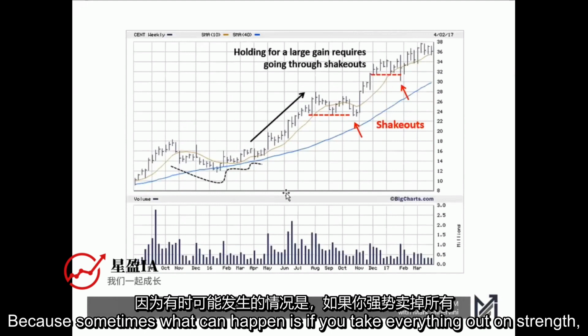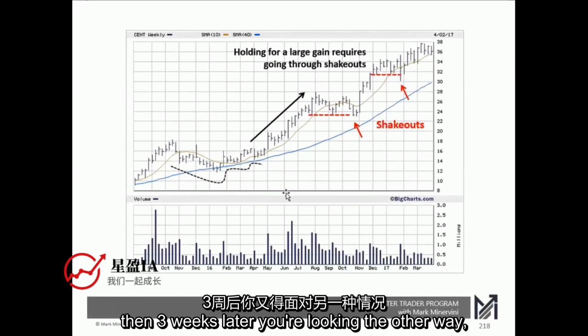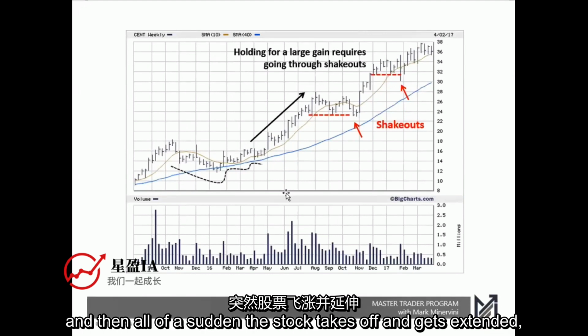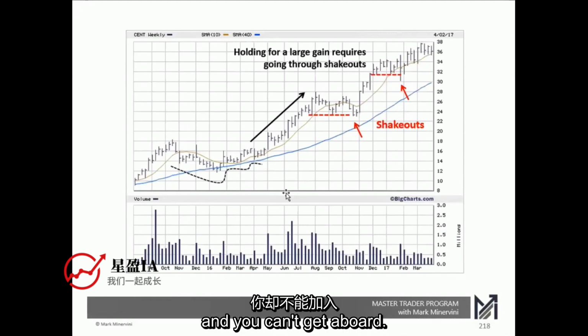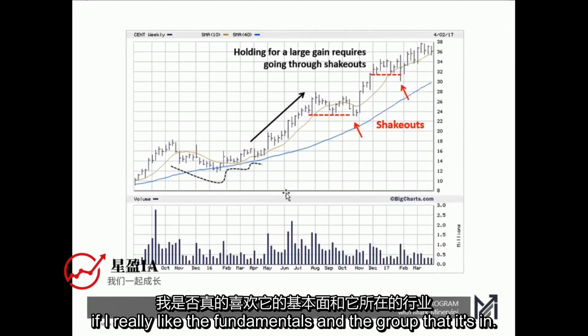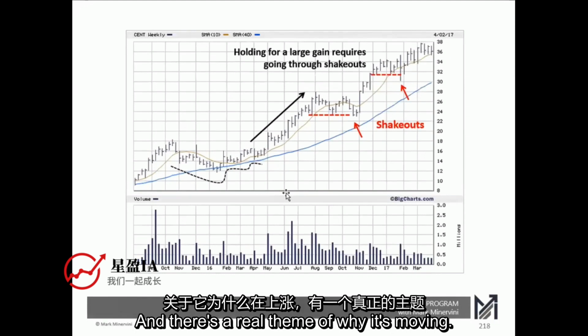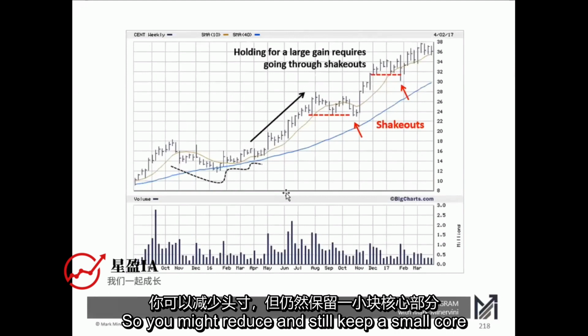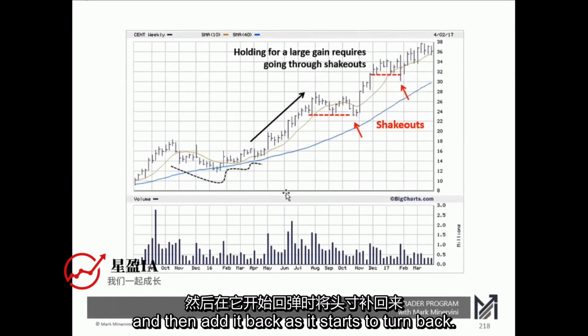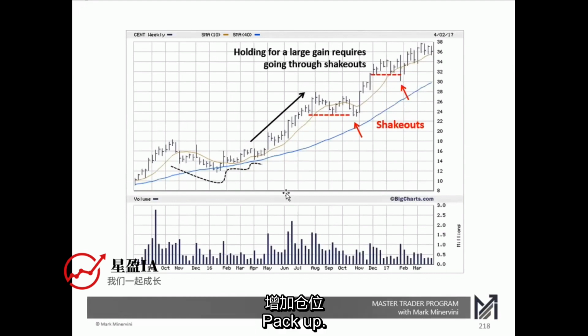Because sometimes, if you take everything out on strength, then 3 weeks later you're looking the other way, and all of a sudden the stock takes off and gets extended, and you can't get aboard. So it depends. If I really like the fundamentals and the group that it's in, and there's a real theme of why it's moving, so you might reduce, yeah, and still keep a small core, and then look to add it back as it starts to turn back up.